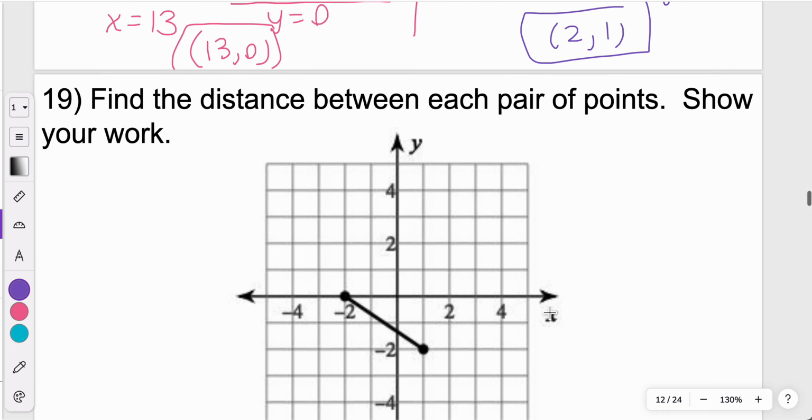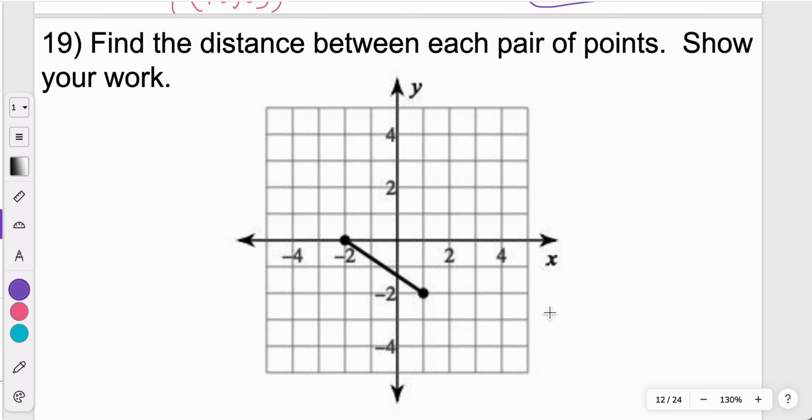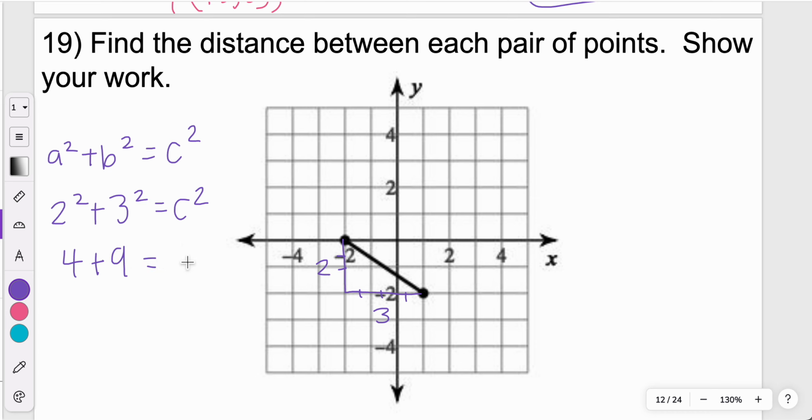Next up, finding the distance between each pair of points. Show your work. For this one, I actually didn't use the distance formula because I had a picture of the line. So I just thought about a right triangle. This side was 2 units long, and this one is 1, 2, 3 units long. So I considered using the Pythagorean theorem. A squared plus b squared equals c squared. So 2 squared plus 3 squared equals c squared, or 4 plus 9 equals c squared.